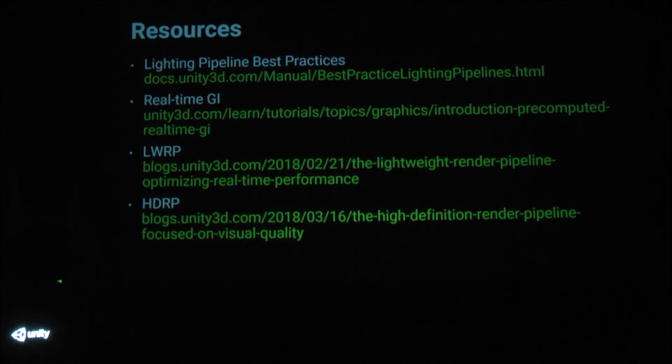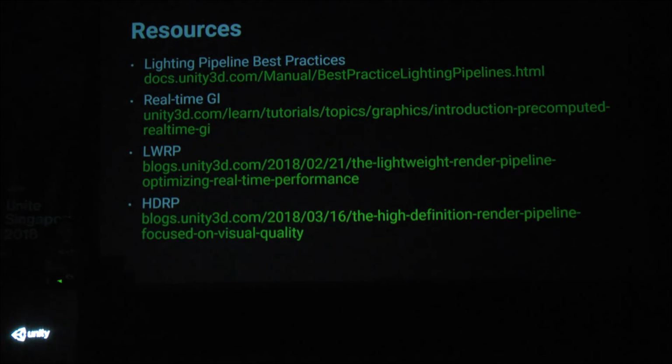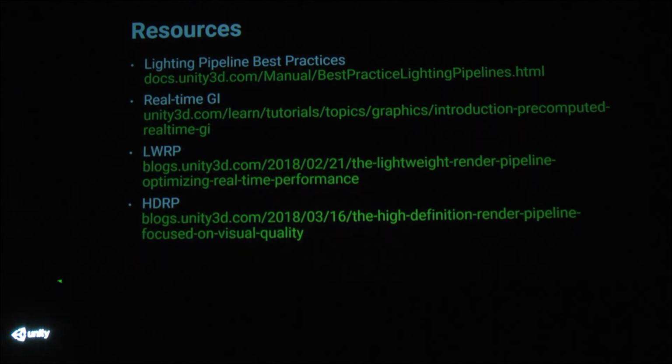So here are some resources if you want to find out more. The first link is very good. I encourage you to read it. It gives you a very nice breakdown of the lighting pipeline and how you should choose a pipeline for your project. The second one is even better. It gives you a breakdown of the real-time GI. How do you make sense of all the different parameters? How do you optimize it? And how do you reduce your bake time? And the last two links will explain the lightweight render pipeline and the HD render pipeline.